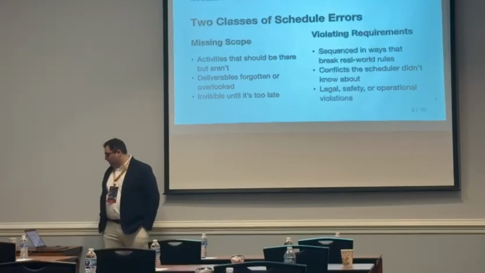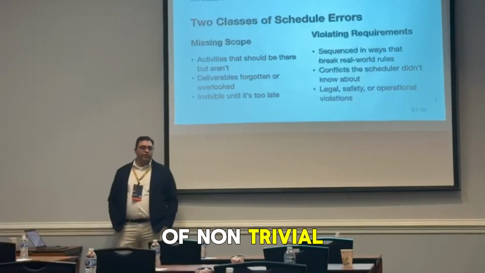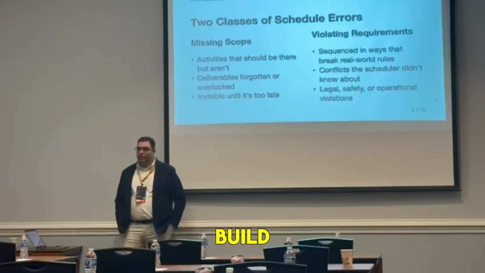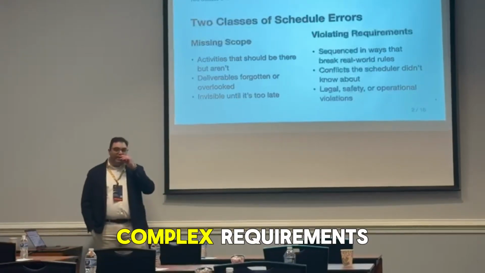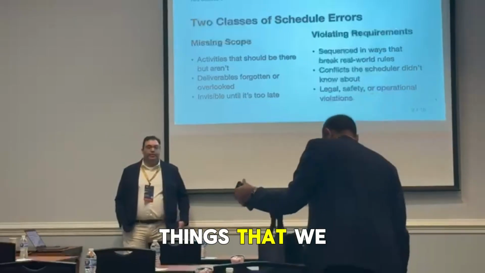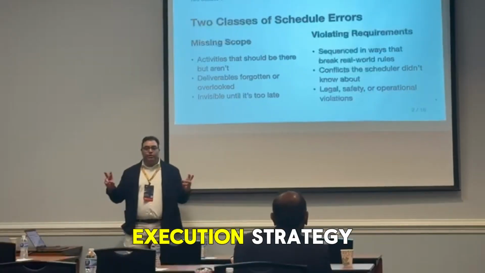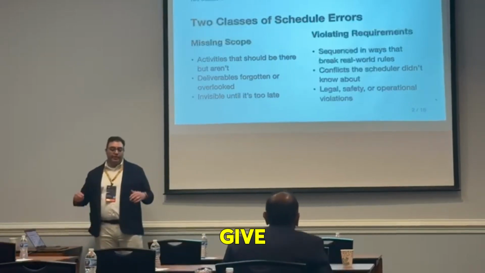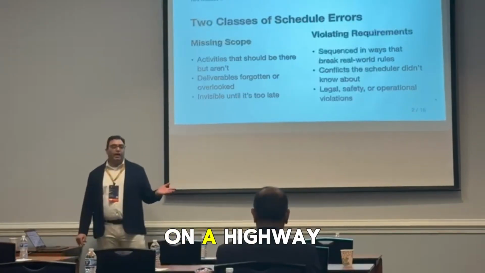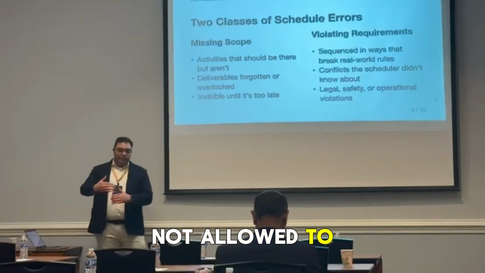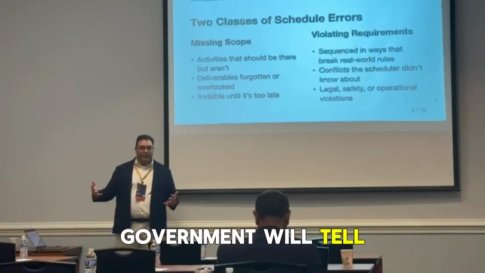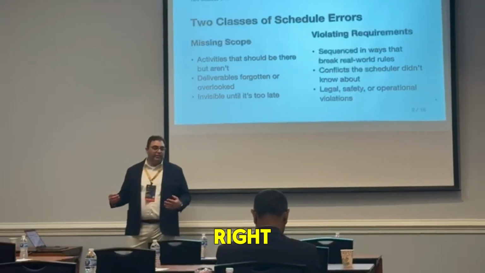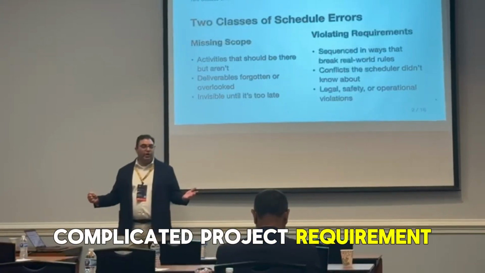On any sort of non-trivial schedule that you build, you're going to have a bunch of complex requirements, things that we call execution strategy. To give you a few examples that we always like to give: you're doing maintenance on a highway, for example, and often the government will tell you you're not allowed to close 2 consecutive highway exits, right? So that's a complicated project requirement.